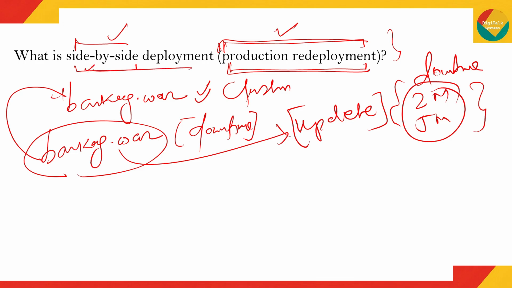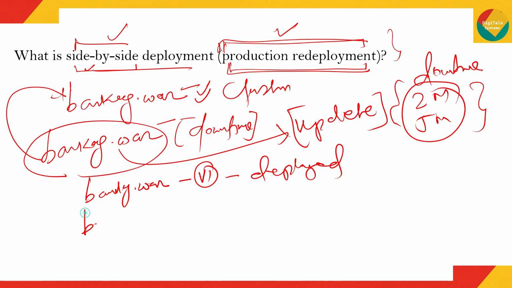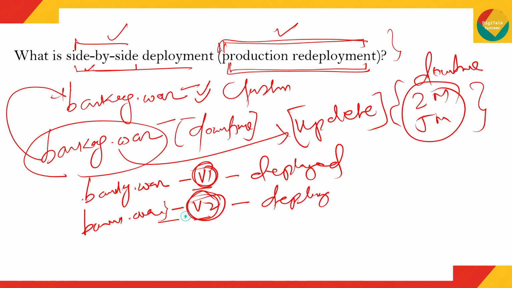In this case, we can deploy two versions of the same application in parallel. For example, banking.war with version 1 is deployed and up and running. Now you got a new version of the code with version v2. We have some code file where inside the code file we mention this version. So you can deploy this, and it will get deployed in parallel with the old one. That means two versions of the application will be active at the same time.